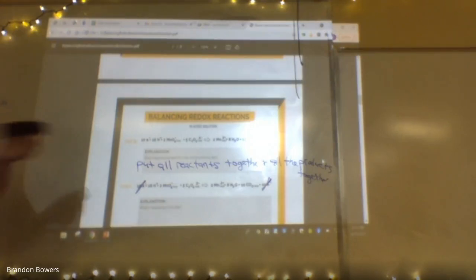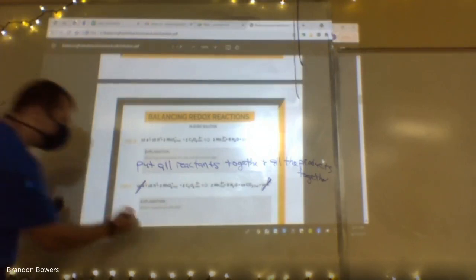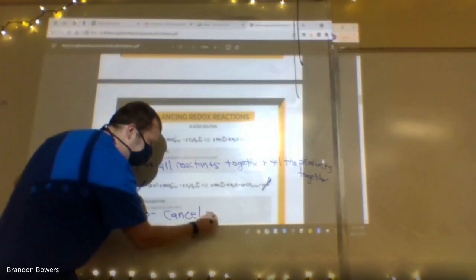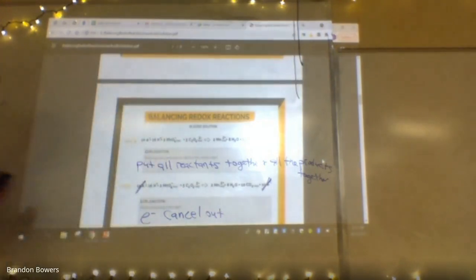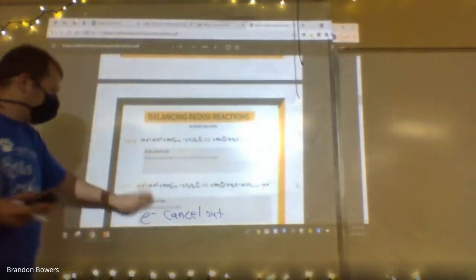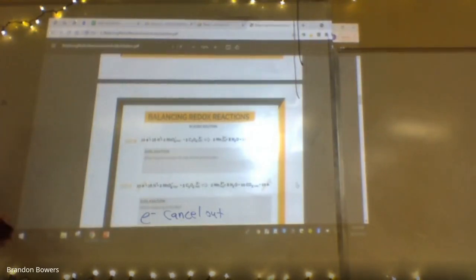If you have 10 on one side, 10 on the other side, you can just cancel. They just cancel out. So electrons cancel out. You just get rid of them. Okay, the electrons just cancel out. Everybody good so far?